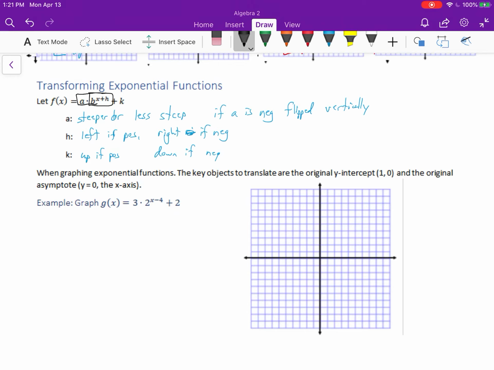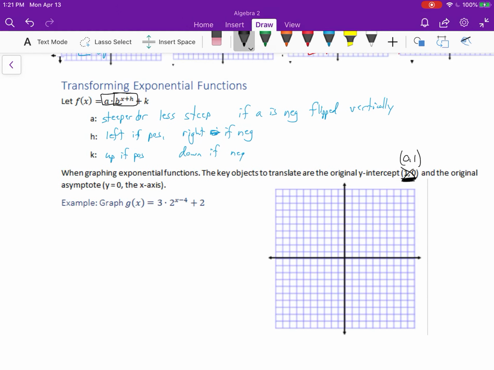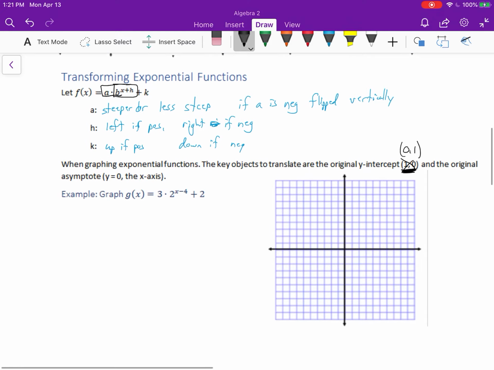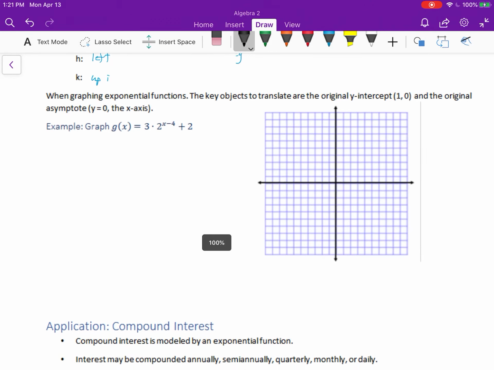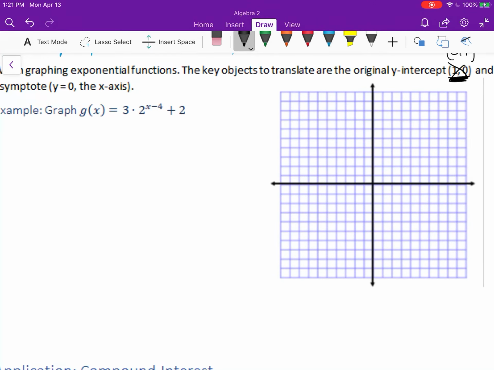So when graphing exponential functions, the key objects to translate are the original y-intercept. Remember, the parent functions pass through 0, 1. And the original horizontal asymptote, which is the x-axis. So oftentimes I'll do these in steps. So let's start with 2 to the x, just 2 to the x. That would be the parent function.